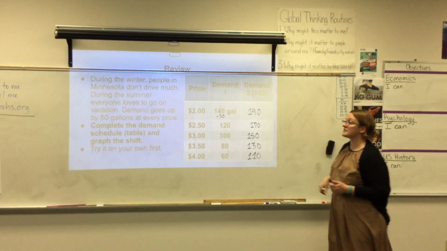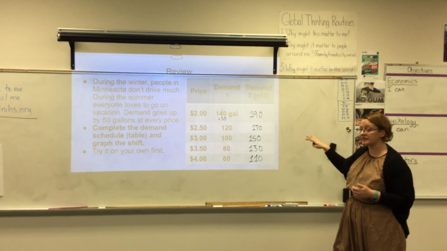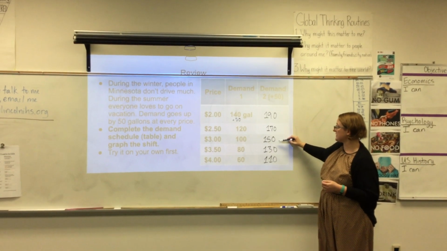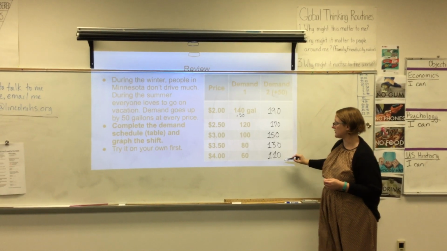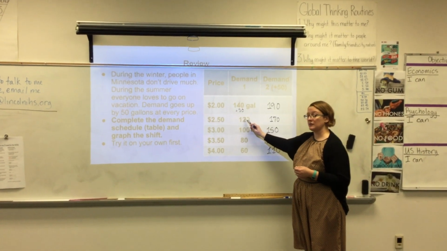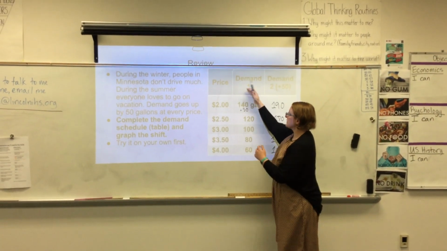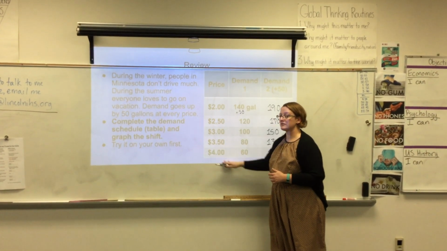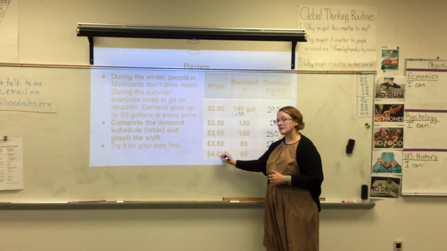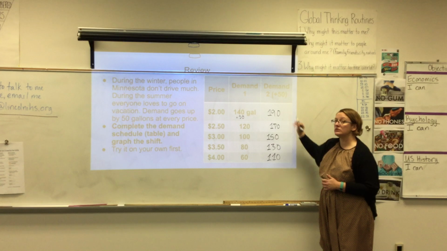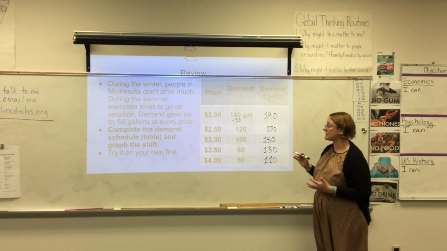So this is what your demand table should look like, your demand schedule. You should have 190, 170, 150, 130, and 110. So each one, we added 50 gallons and got our new number. So we have our original line here, our original demand, and then our second line is going to use these prices and these new numbers. So let's try this one.